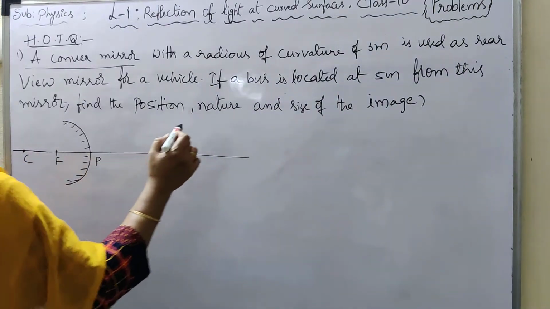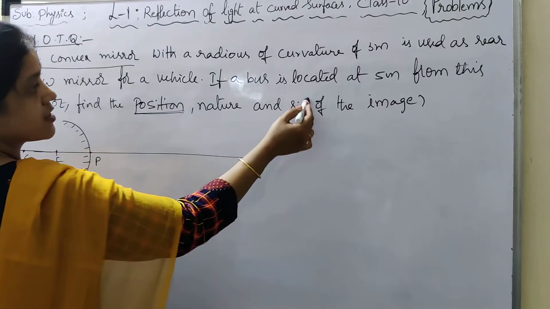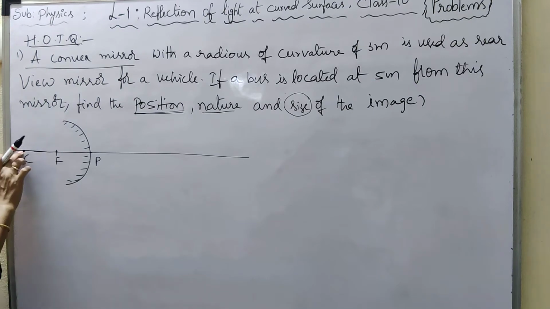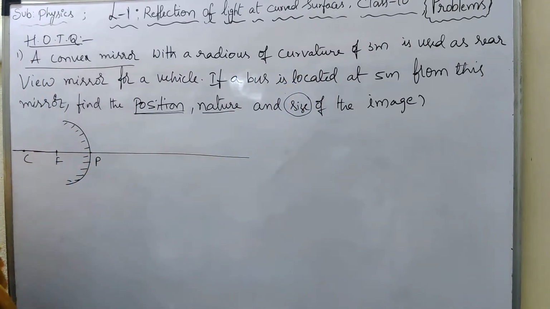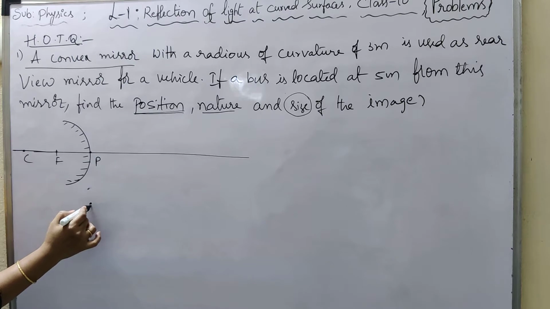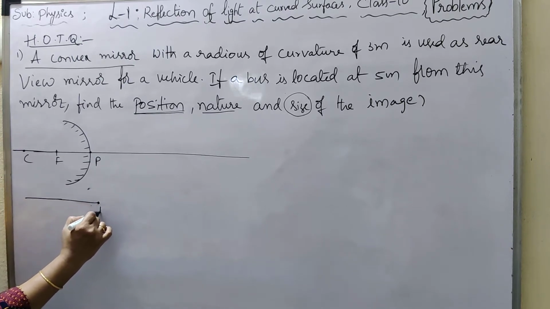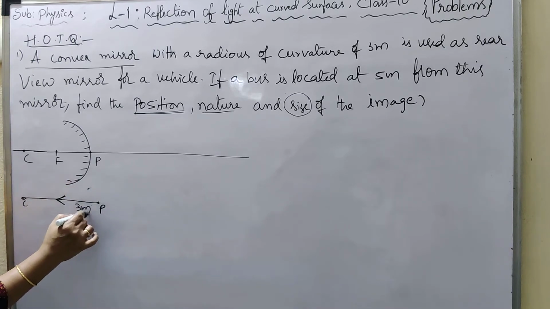So now they are asking about the position, nature, size also they ask. So once we'll find out. A convex mirror with the radius of curvature 3 meters. Radius of curvature means from P to, here I will draw, from P to C. This P to C is known as radius. So P to C means arrow is like this direction. This is how much? 3 meters.